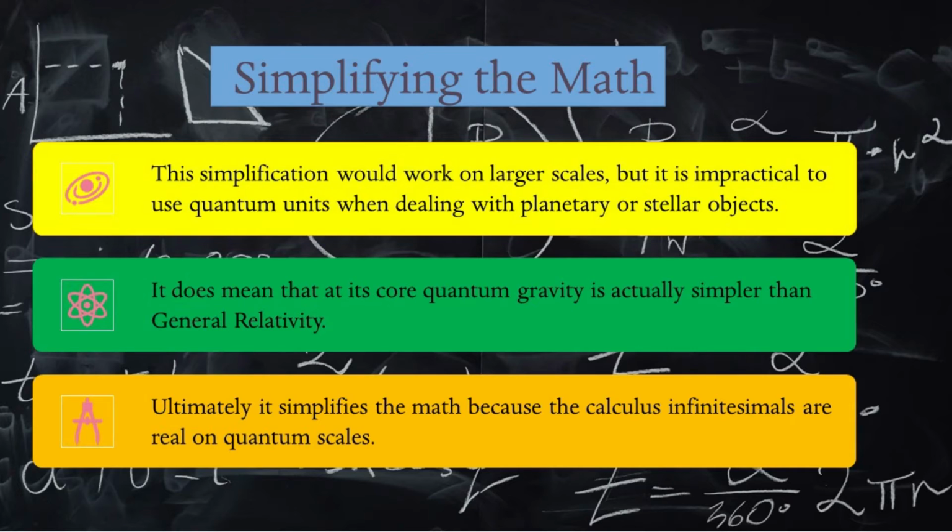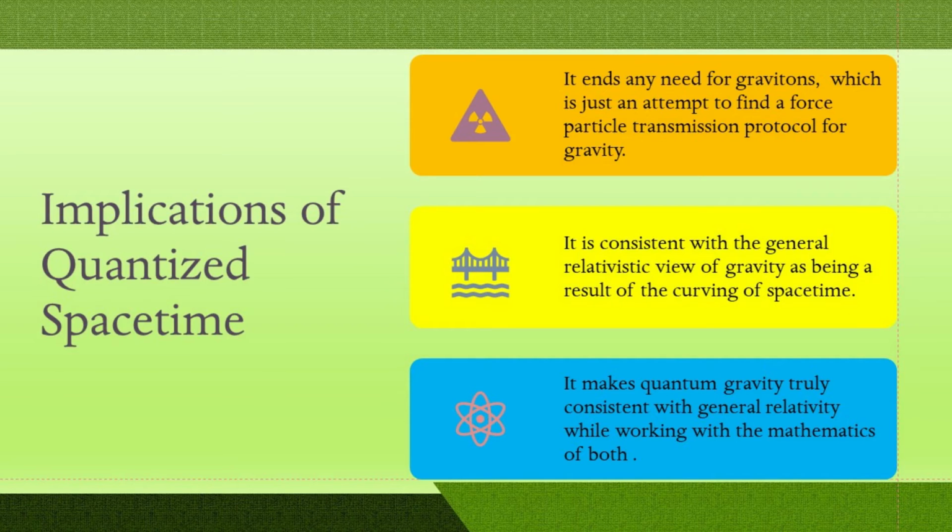Ultimately, it simplifies the math because the calculus infinitesimals are real on quantum scales. It ends any need for gravitons, which is just an attempt to find a force-particle transmission protocol for gravitation. It is consistent with the general relativistic view of gravity as being a result of the curving of space-time. It makes quantum gravity truly consistent with general relativity while working with the mathematics of both.